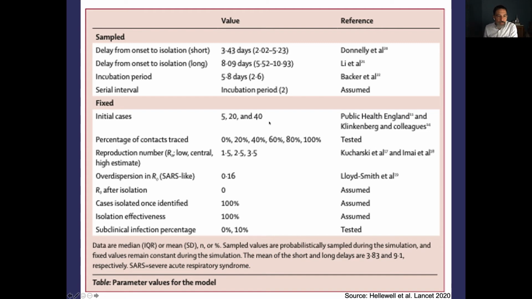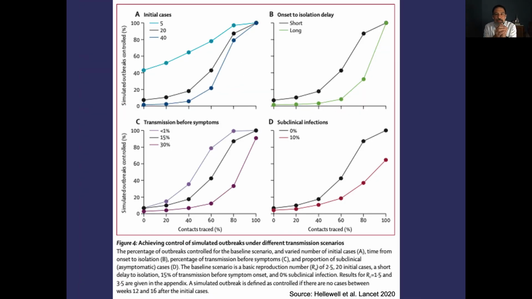They looked at different scenarios of initial cases. So if you have an outbreak that starts with 5 cases versus 20 versus 40. And then they also looked at how effective the tracing program was depending on what proportion of contacts could actually be traced. And so these are some of the inputs and assumptions that went into their model. And these are some of their results here.